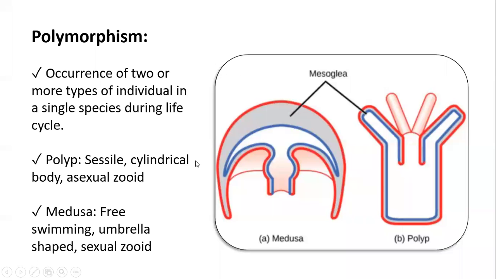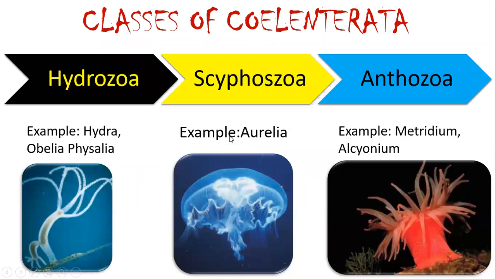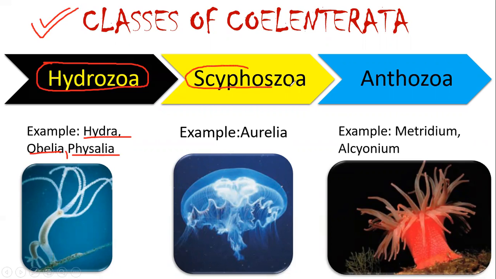Then we are moving on to the classes of Coelenterata with their examples. Coelenterata can be divided into three classes: Hydrozoa, Scyphozoa and Anthozoa. Each of them has certain examples and common names, and the common names are very important. The first class is Hydrozoa, with examples hydra, obelia, physalia. The second, Scyphozoa, has the example Aurelia. Other things I will say when I mark the extras.